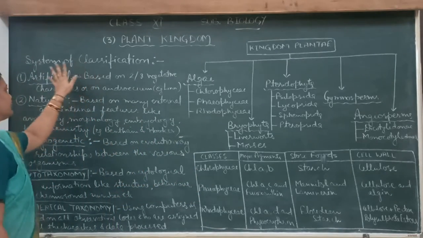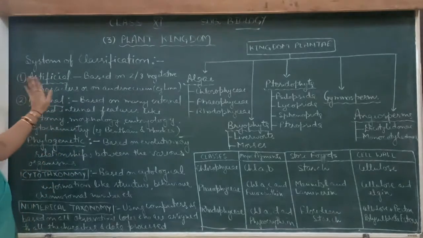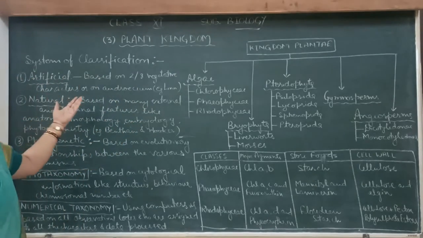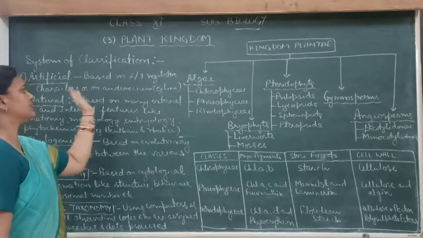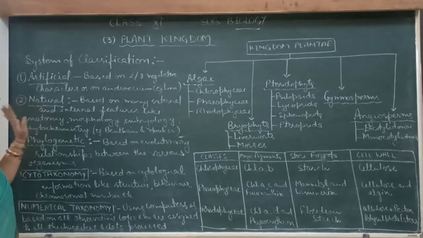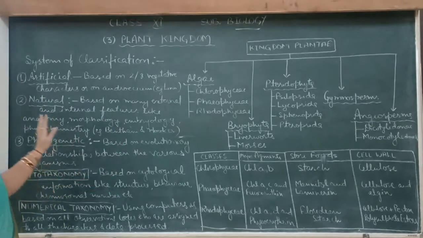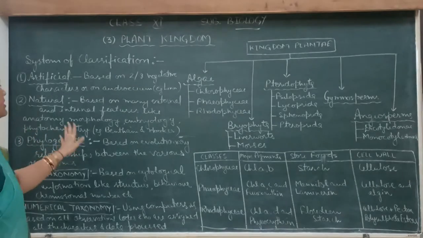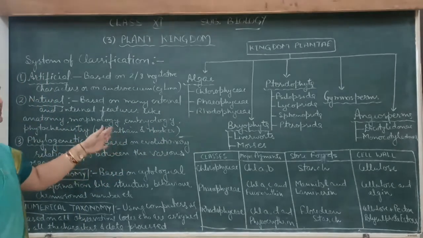Classification is of three types, that is artificial, natural and phylogenetic. Artificial classification is based on 2 to 3 vegetative characters or on the androecium characters. For example, Carolus Linnaeus gave his classification, and it is artificial. The second is natural classification. It is based on many external and internal features like anatomy, morphology, embryology and phytochemistry. For example, the classification of Bentham and Hooker, which is generally used in the laboratories.